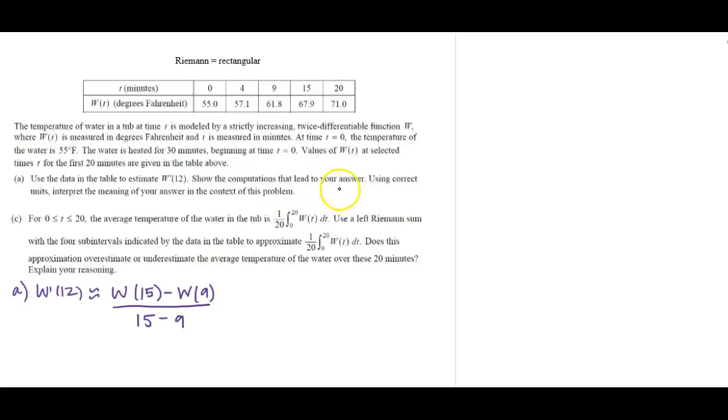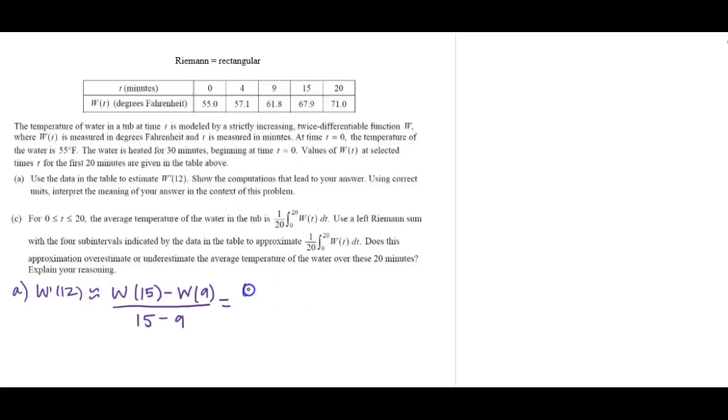So show the computations that lead to your answer, and then we're going to use correct units to interpret the meaning of my answer in the context of the problem. So here is the computations that lead to my answer. Then I have to substitute in W of 15.